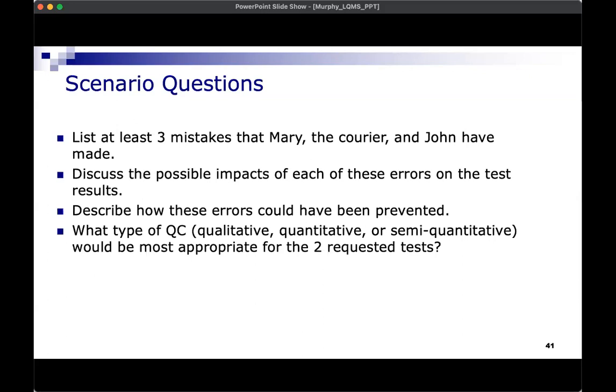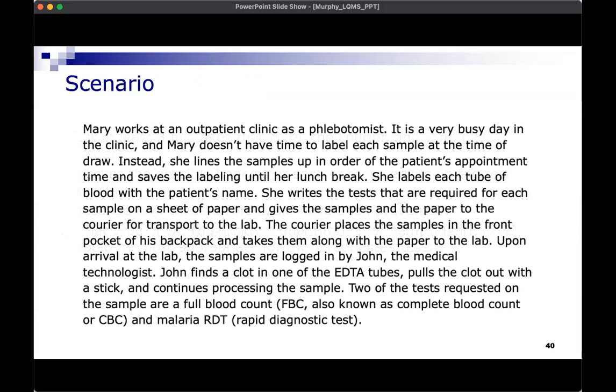So first, let's talk about the mistakes or errors that were made by Mary, the courier, and John. I'm going to go back to the scenario. So Mary says, it's a busy day at the clinic. I don't have time to label the samples right now. I'm going to line them up and label them on my lunch break. That is a really, really dangerous practice to have.